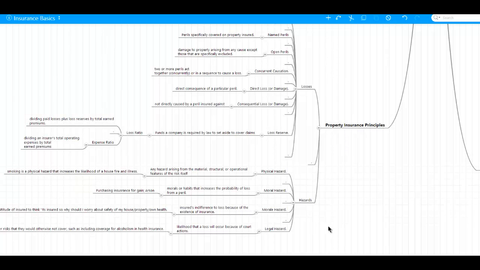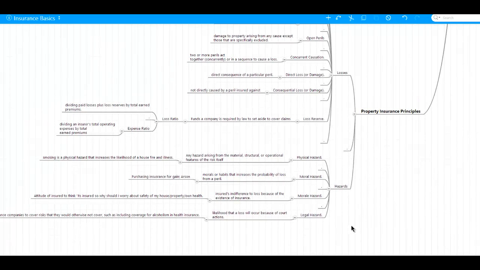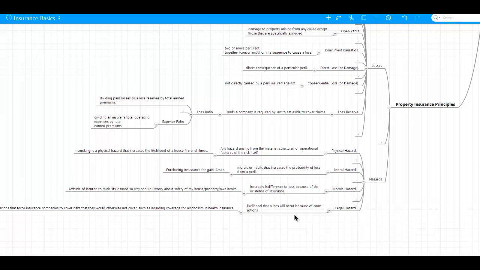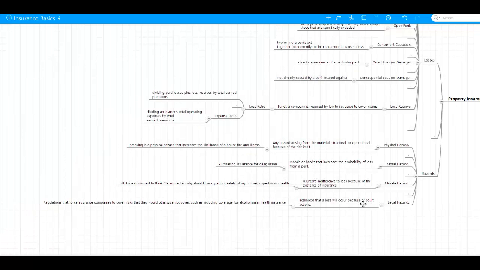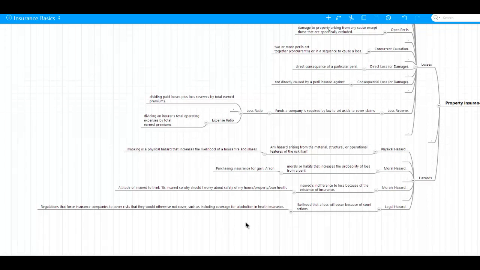And finally, we have this thing called legal hazard. It increases the likelihood a loss will occur because of court action. For example, it could be that the insurance company will be regulated to cover certain aspects that could increase their loss due to that new regulation, such as a regulation requiring coverage of alcoholism in a health insurance. So that would be the hazards.